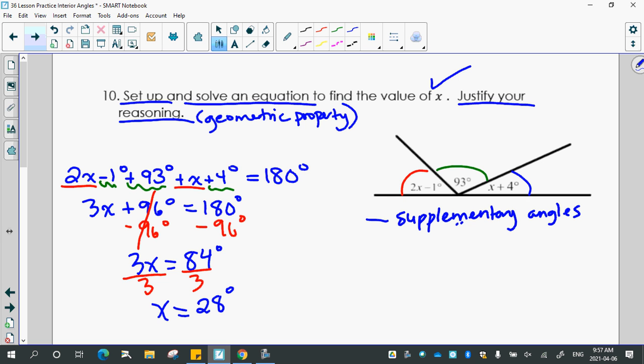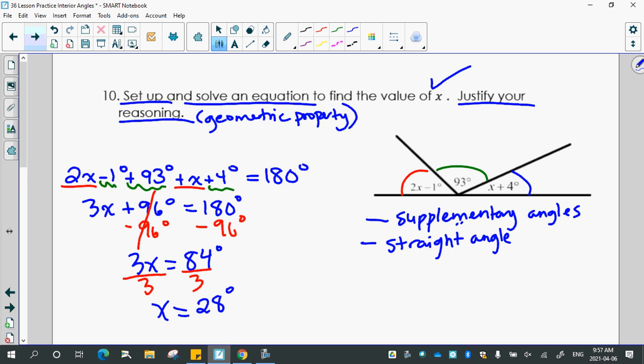Mr. Brzee, I remembered when I saw him in the hallway, he also calls it a straight angle. If you don't remember supplementary, straight angle is easier to remember. Okay, maybe. And there's your reasoning. So you're done that question. You set up and solved an equation, found x, and said what geometric property you used.